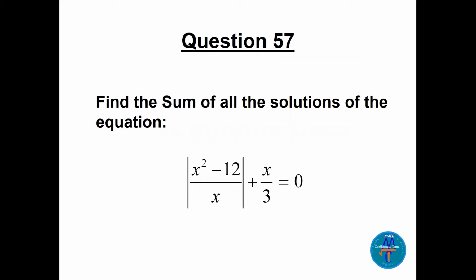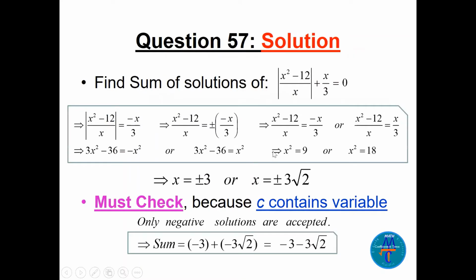Now, question 57, find the sum of all the solutions of this equation. This is an absolute value equation. We have to rearrange it, take x over 3 to the other side, and then we can say the absolute value is equal to c or k, then it will be plus or minus k. So x squared minus 12 over x is equal to plus k or minus k.